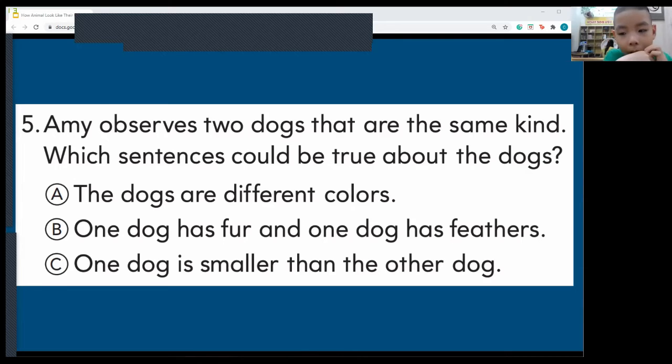Amy, can you please read? Amy? Are you there? Okay, we're reading it. Can you please read it for me? Amy observes the 2 dogs.